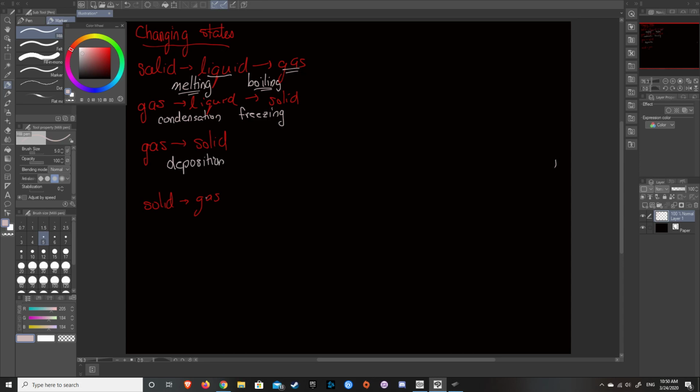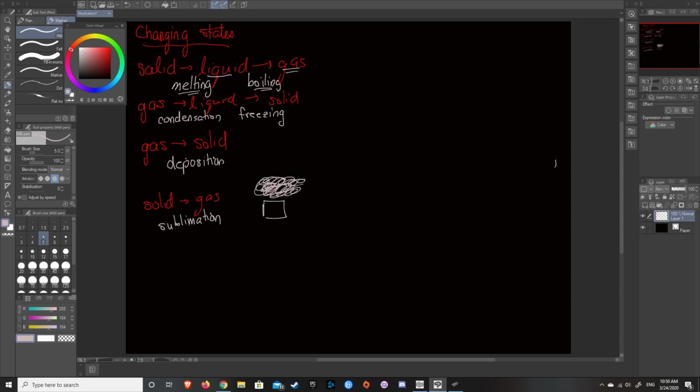And a solid to a gas, we call that sublimation. So sublimation is basically if we had a block of solid CO2, and you just left it in the room, you'd see it turns directly into a gas vapor above it.